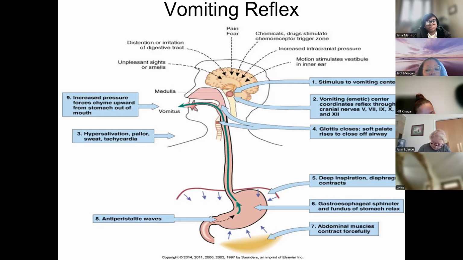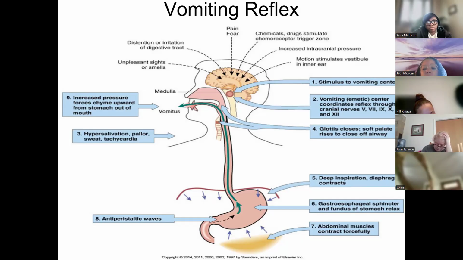Okay. Your vomiting center, that is in your brain. Okay. So, the cranial nerves, remember, come right through there, that part of your brain. Cranial nerves 5, 7, 9, 10, and 12. So when that stimulation occurs, that hypersecretion, your glottis is going to close off so that the food doesn't go in your airway. All right.